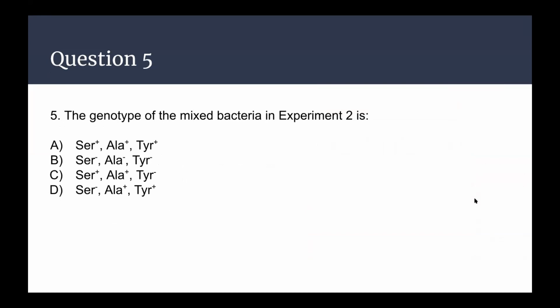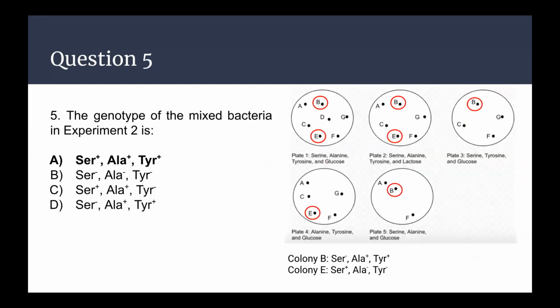So in experiment 2, bacteria from colonies B and E undergo conjugation. The question is asking us to determine the genotype of the bacteria that has genetic information from colonies B and E. To do this, we have to determine the genotypes of B and E by looking at data from experiment 1, which I have here. We noticed that bacteria from colony B are not able to grow on plate 4, which lacks serine. Therefore, colony B is able to synthesize alanine and tyrosine, but not serine.